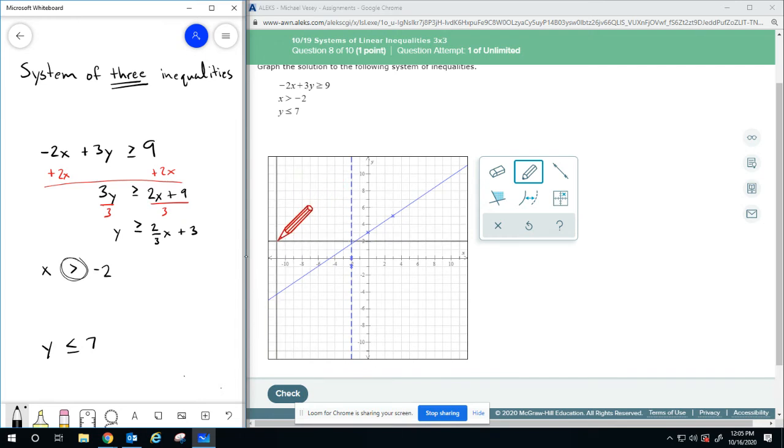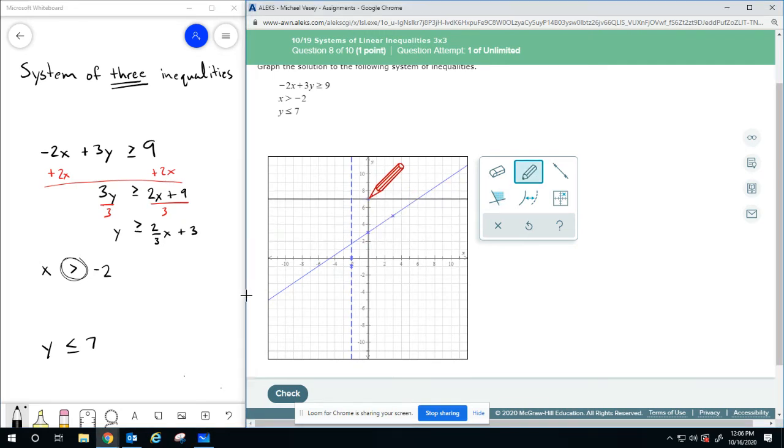The last one we're going to look at is y is less than or equal to 7. I'm going to go to y equals 7 and put a point here, and another point right next to it so I can draw my horizontal line, because all of the points along this horizontal line have a y value of 7. So here we go, I'm going to draw this horizontal line. It's a solid line because we have an equal to component.